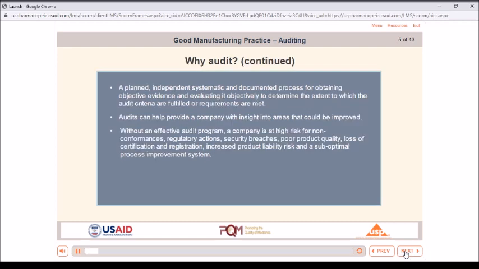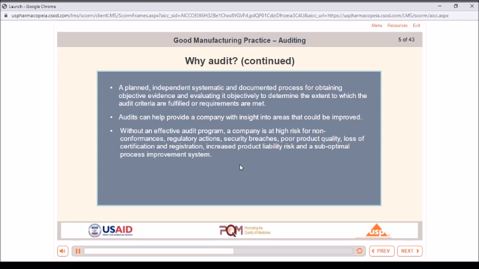Why audit? Continued. A planned, independent, systematic, and documented process for obtaining objective evidence and evaluating it objectively to determine the extent to which the audit criteria are fulfilled or requirements are met. Audits can help provide a company with insight into areas that could be improved.